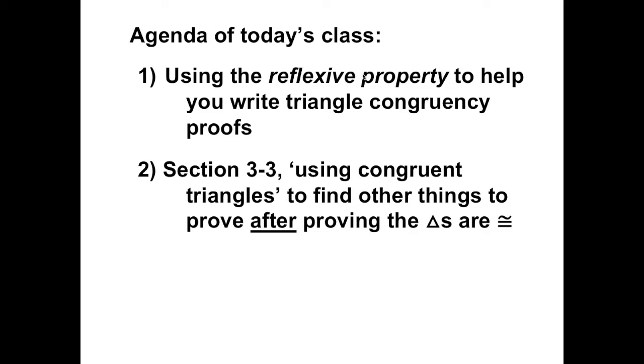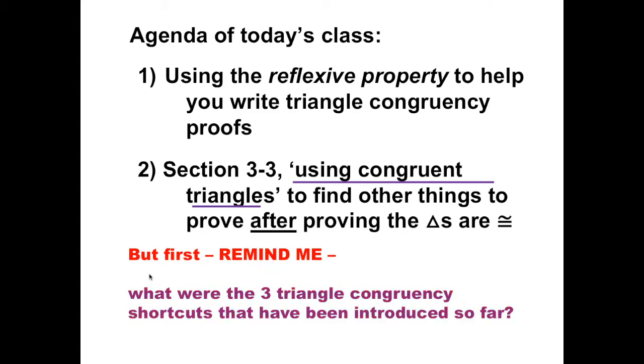And I think maybe you know what step it is when you do that. But before all this, I sort of warned you, before we talk about that stuff, the reflexive property and using that to get triangle congruency, and section 3.3, which is using congruent triangles to find things to prove after proving the triangles are congruent, you're going to have to remind me of those things you learned in section 3.2. Please tell me, what were the 3 triangle congruency shortcuts that we've introduced so far? Because it's important that you keep track of these.